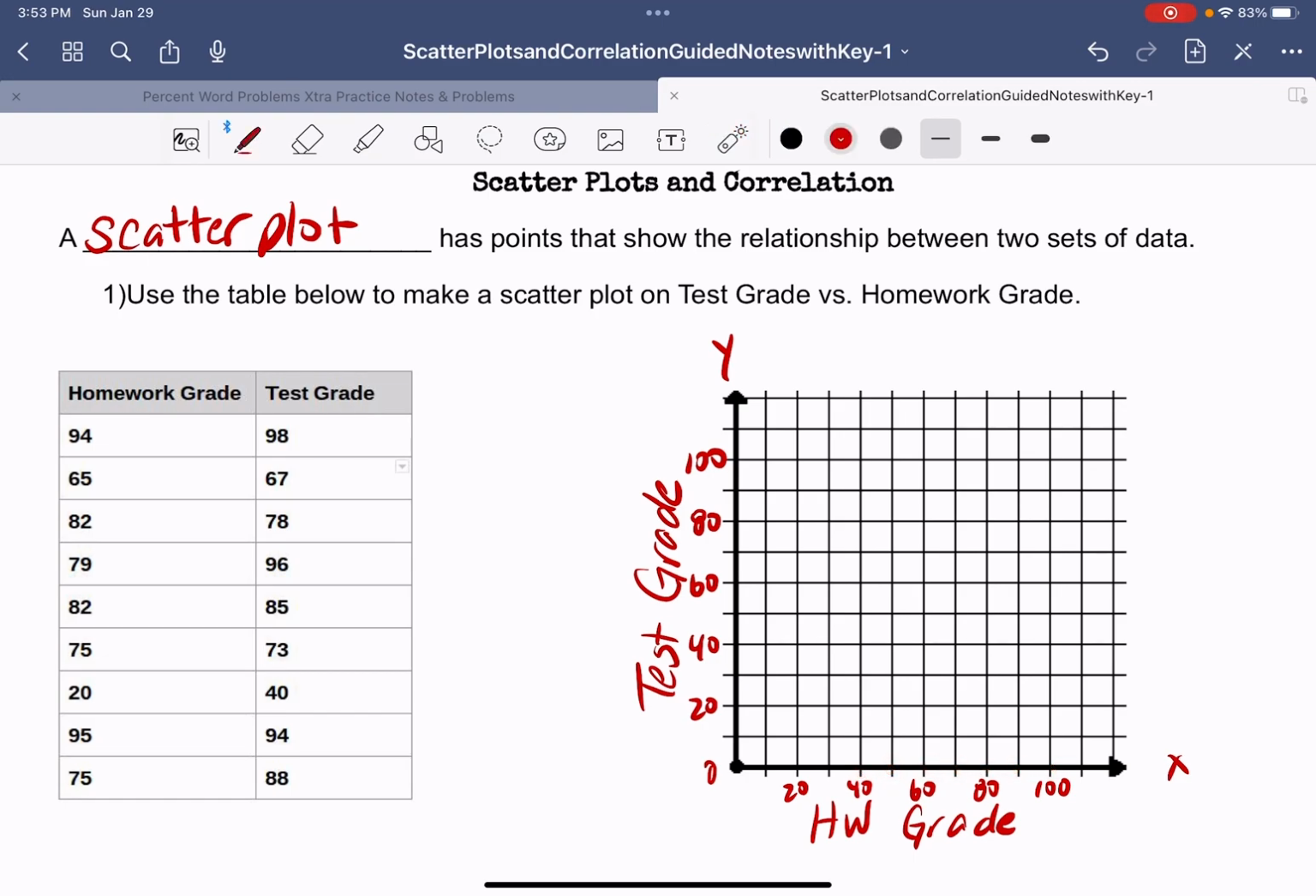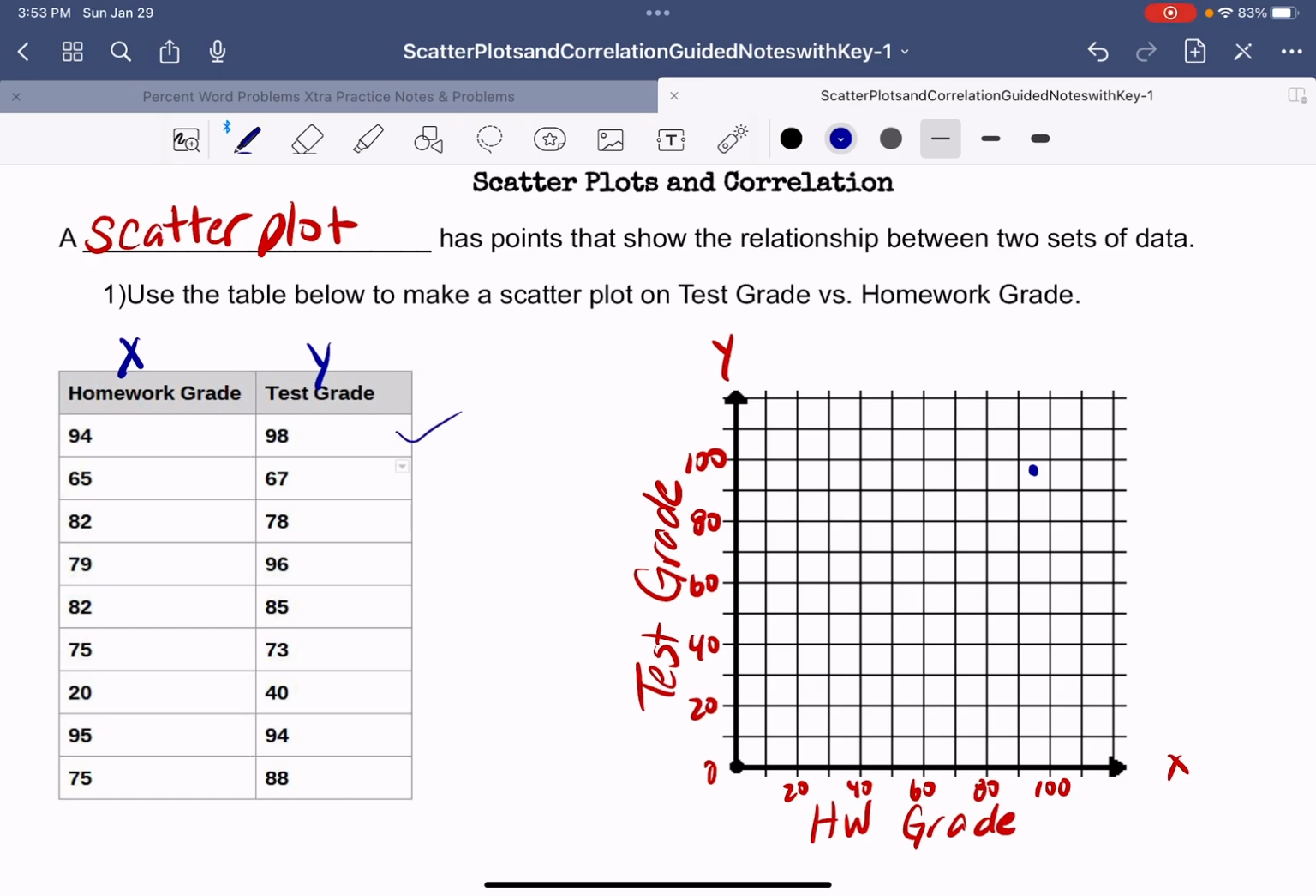Okay, so let's start analyzing our data. I'm going to first look at our homework grade. It says 94. Find that. So our homework grade is going to be, here's 90, 94, somewhere in here. Actually, I'm going to do this so that it makes it easier. Here's your X. Here's your Y. If our homework grade is somewhere around 94 right here, we're going to go all the way up until we hit about 98. All right, so our plot point is going to be right about here. So make your first point right there. It doesn't have to be perfect, but pretty close. All right, so we've got that one.